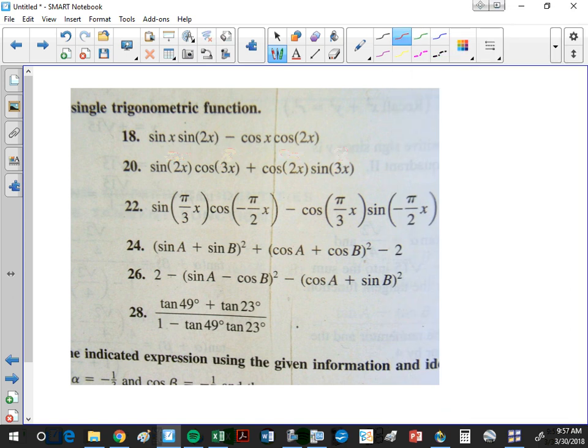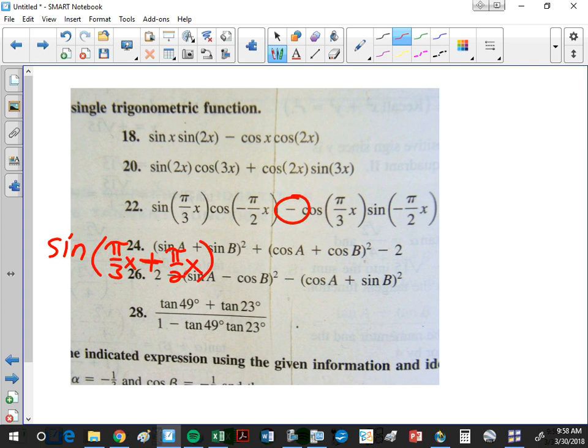Look at number 22. Does 22 match up with anything we have? Yes, it matches up with the sine difference formula. It's the bottom half of the sine formula. So we're going to say the sine of pi over 3x minus, this is a sine, so, oh, I see. So negative pi over 2x.